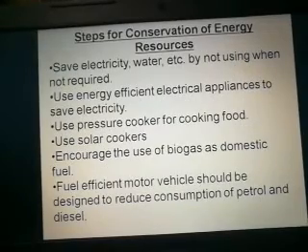Here are some of the steps for the conservation of energy resources. First, save electricity and water by not using them when not required. Use energy efficient electric appliances to save electricity. We can use a pressure cooker for cooking food instead of cooking directly in a tawa on top of the gas stove. We can use solar cookers, and encourage the use of biogas as our domestic fuel. Even fuel efficient motor vehicles should be designed to reduce the consumption of petrol and diesel.